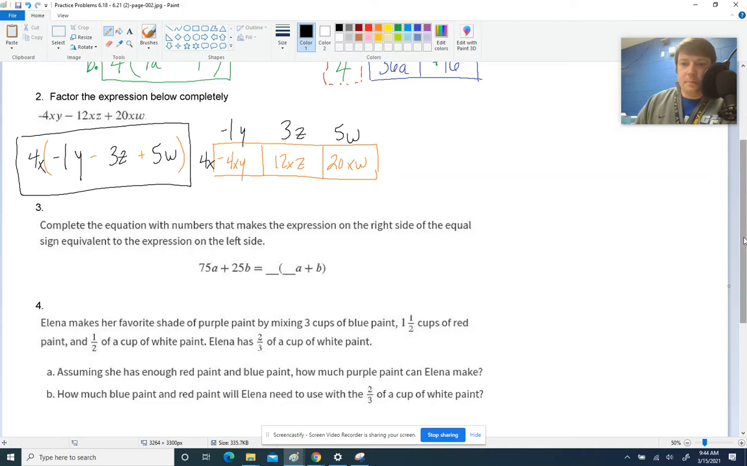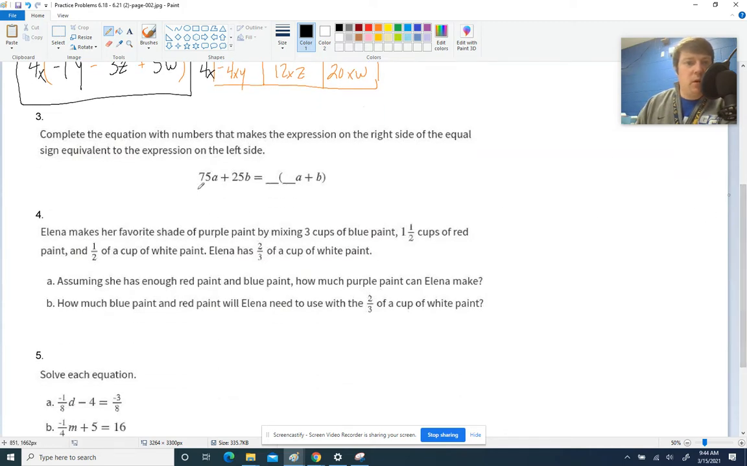Number 3. This one's kind of already set up for us. What number would you pull out of 75A and 25B being added? Well, what number goes into both? There's no common letters, so 25 is a good choice, because 25 will go into itself once, and it will go into 75 3 times, which is why I would put 3 there, and 25 times itself would be B.